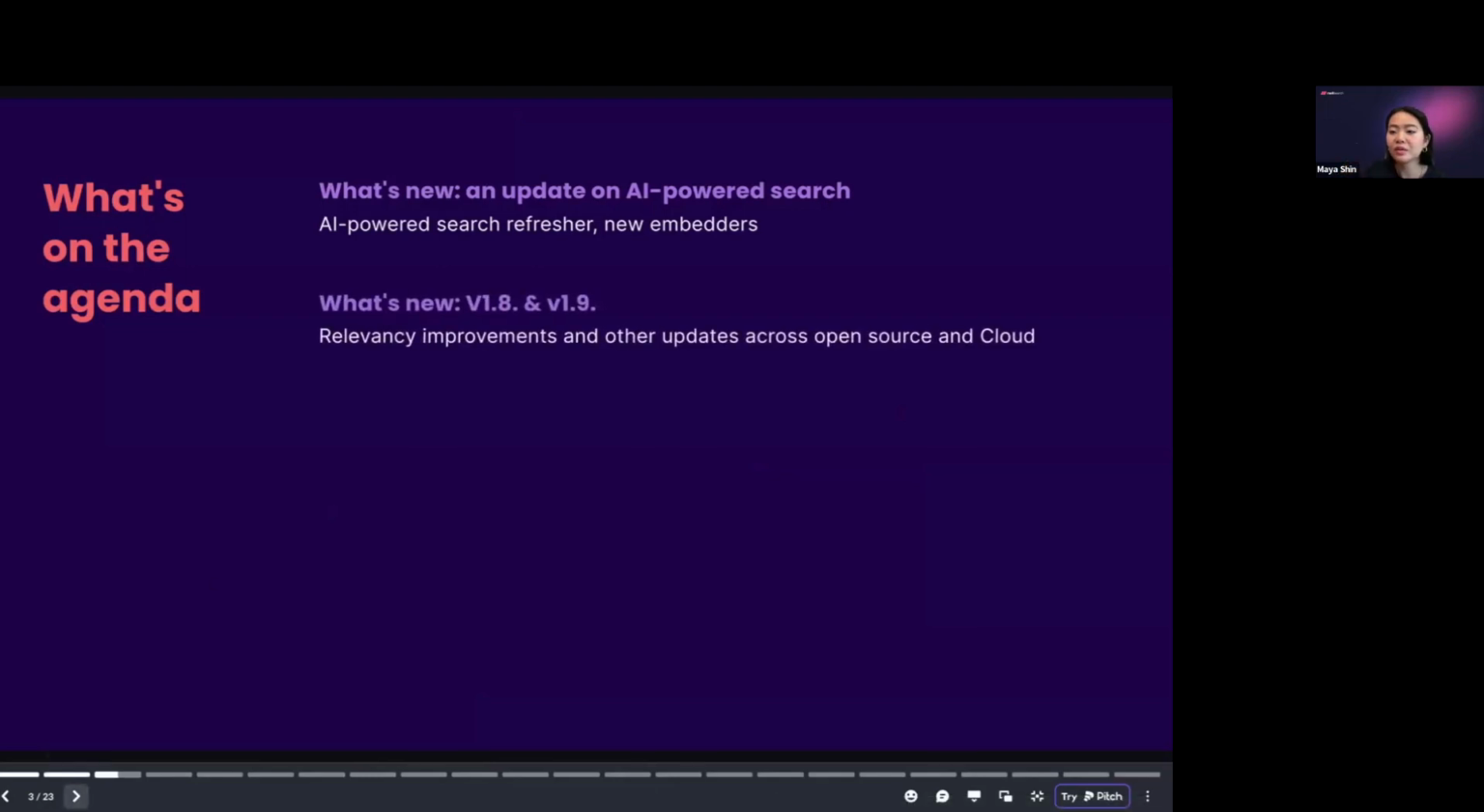Then we'll talk about what's new with V1.8 and V1.9. We've introduced some new relevancy improvements with a few different features. So those are all exciting. We'll have a sneak peek into what's coming. We also want to make sure that you have a specific view into what's maybe not released or available for everybody, and that you're able to give us early feedback on what is in preparation for the future.